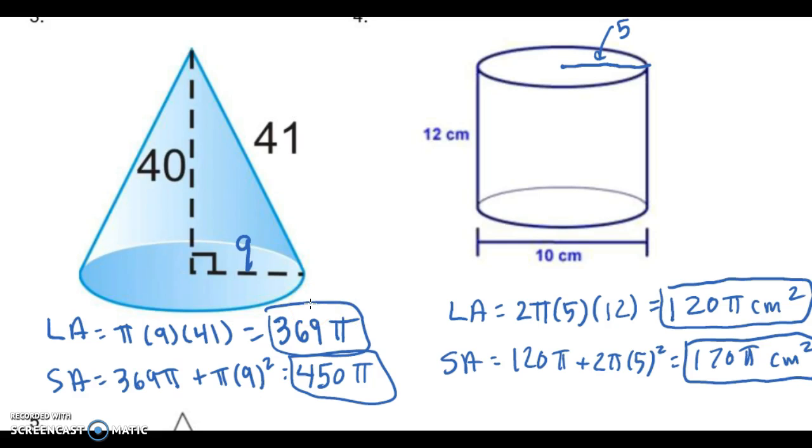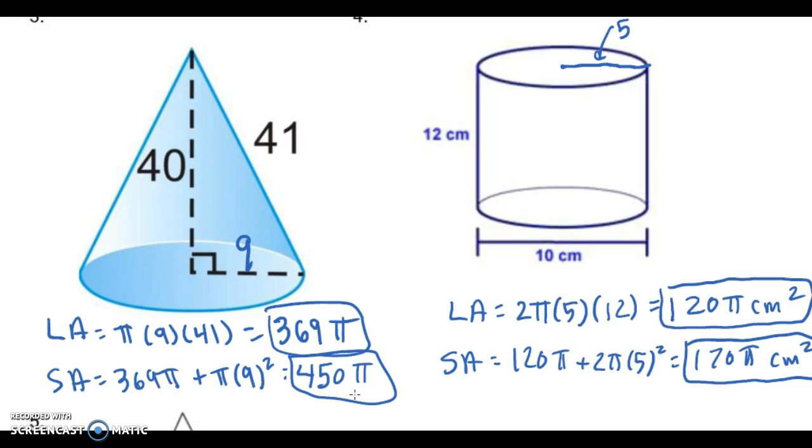To find the surface area, we're going to take that same lateral area and add to it one circular base. And so our circular base is pi r squared, so it's pi times 9 squared. That's 81 pi. So when we take 369 plus 81 pi, we end up getting 450 pi.